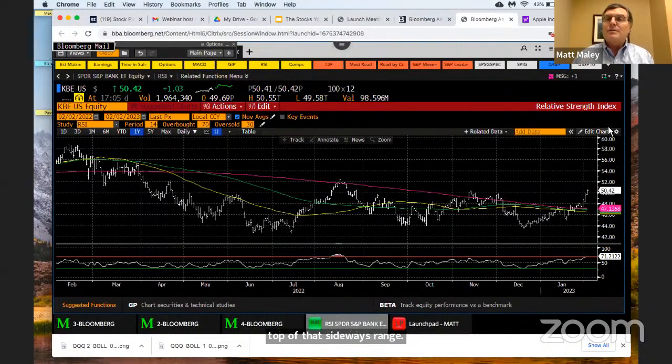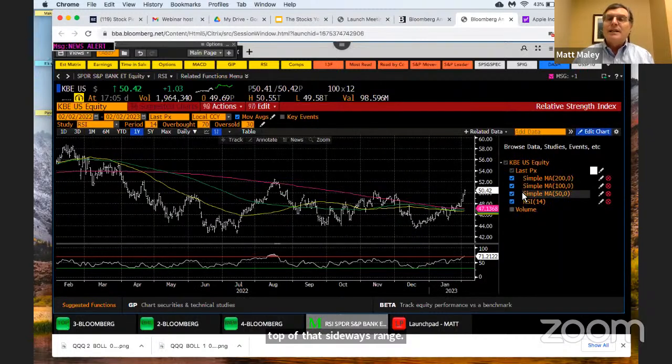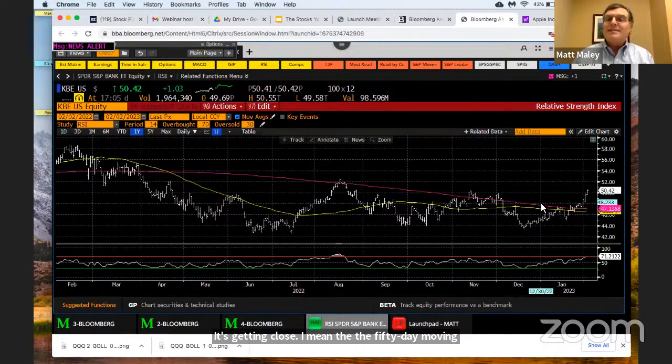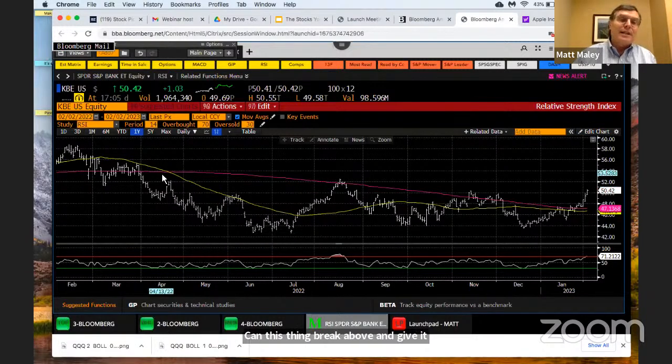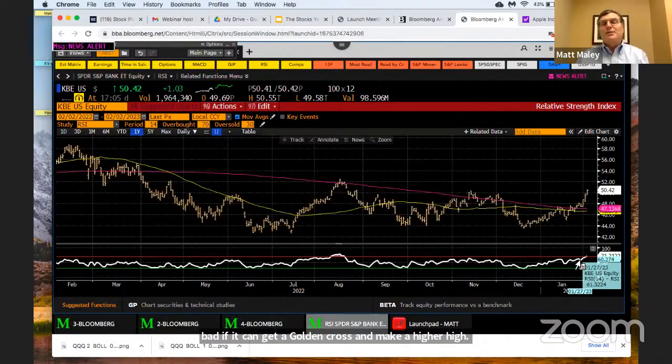It's getting close. The 50-day moving average is starting to curl up. Can this thing break above and give it a golden cross? See what happened when it had a death cross. It was really bad. If it can get a golden cross and make a higher high, that's going to be bullish. However, it's very overbought. We also have a yield curve that's very, very steep. I'm sorry, it's just the opposite. It's very inverted. Okay. And what does that mean?